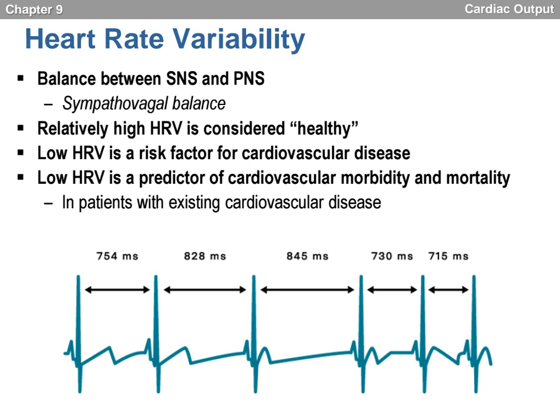Now, if you have a person that has a problem with this balance between the sympathetic nervous system and the parasympathetic nervous system, then you'll find that they'll have a lower heart rate variability, or HRV. And this signals that there's a risk for cardiovascular disease. In fact, if you look in patients with existing cardiovascular diseases, a low heart rate variability is a predictor for cardiovascular morbidity and mortality.